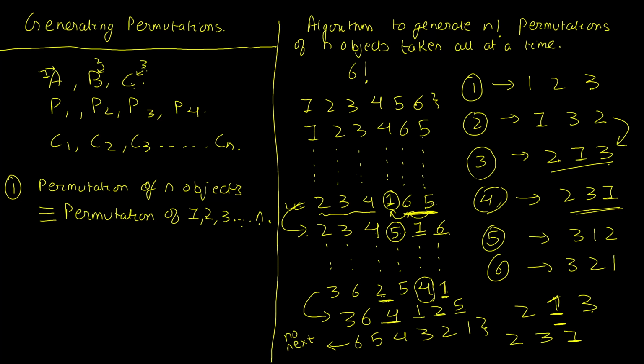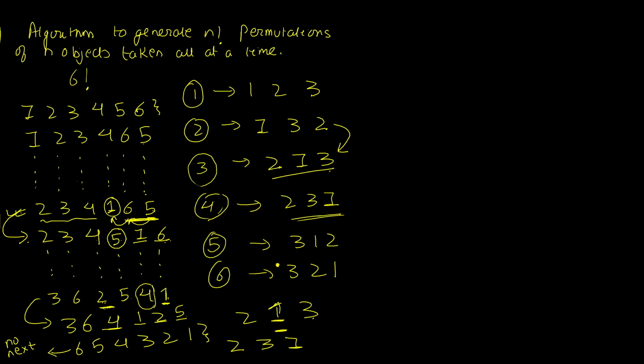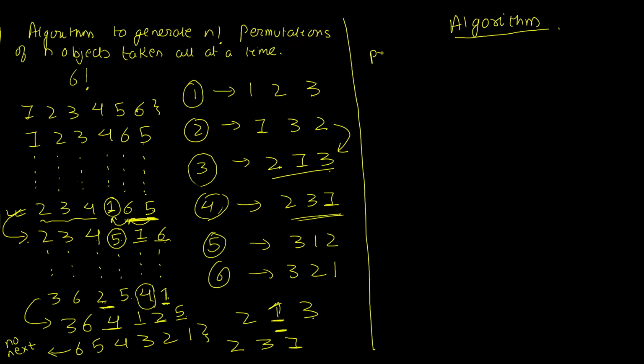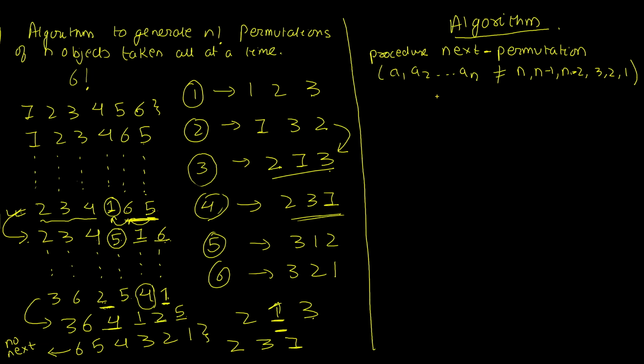Alright, now we're ready to do the algorithm. So let me make a little bit of space here. I'll just leave the example for context. And okay, let's do the algorithm here. So we'll write the procedure for next permutation. So I'll say next_permutation, and it takes the current permutation as an argument. So let's say the current permutation is represented by A1, A2, all the way to AN. And I want to make sure that this permutation is not equal to n, n minus 1, n minus 2, all the way up to 3, 2, and 1. Why? Because I know this is the last permutation. In this example, it is equivalent to saying 6, 5, 4, 3, 2, 1.